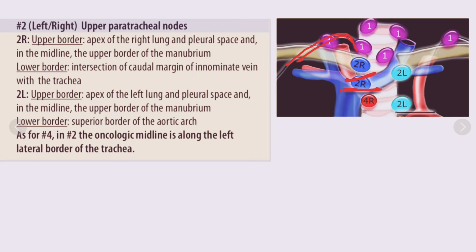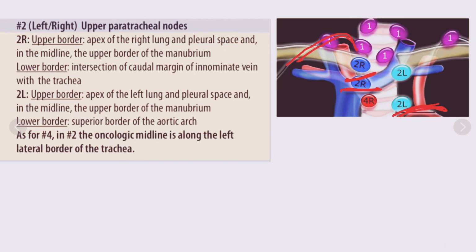And on the left side, the upper border is defined by the apex of the left lung and pleural space, and in the midline the upper border of the manubrium, similar to the right side. The lower border is defined by the superior border of the aortic arch. Very, very important. So it is the superior margin of the aortic arch which makes the lower border of these upper paratracheal nodes.